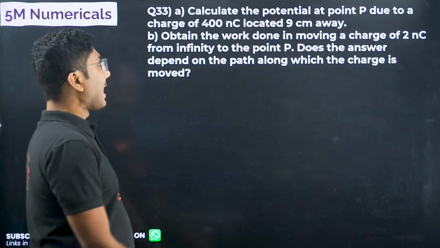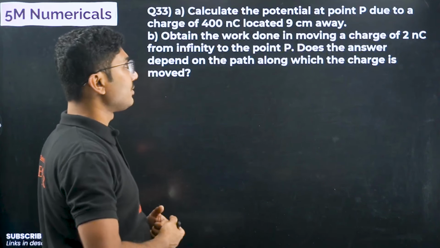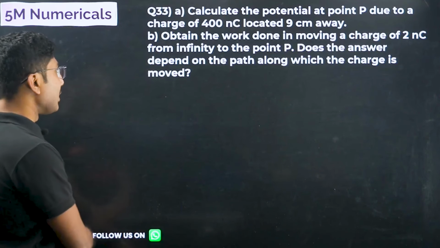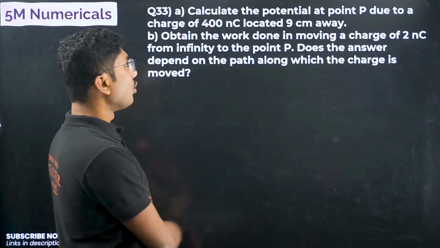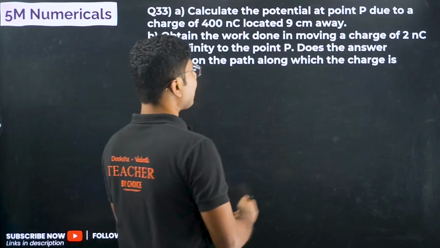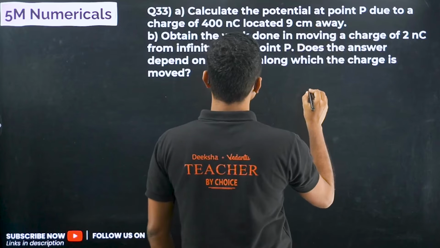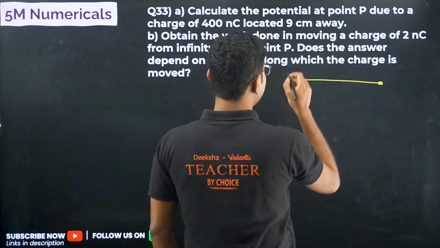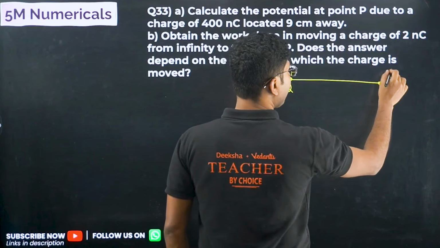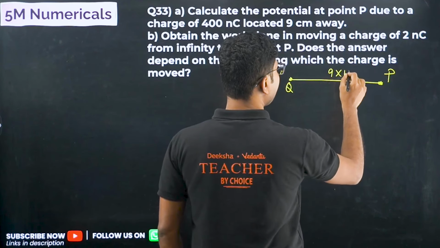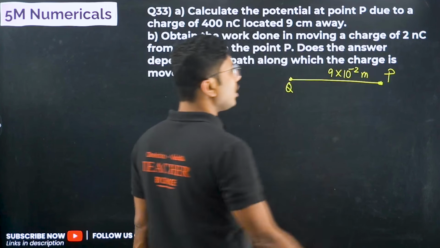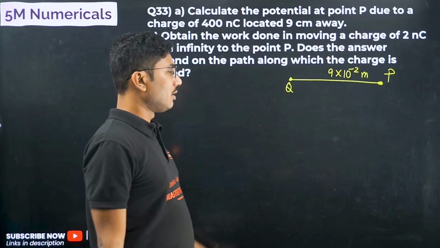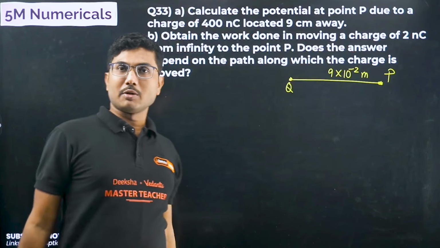Now it is time for us to solve some numerical questions. Calculate the potential at point P due to a point charge of 400 nanocoulomb located 9 centimeter away. So this is the location of the charge, this is the point, and the distance is 9 centimeter. 9 centimeter means 9 into 10 to the power of minus 2 meters. So whenever you see a centimeter, you always have to convert it into meters with this formula. Always multiply with 10 to the power of minus 2.